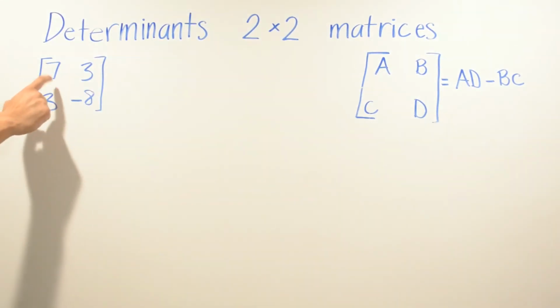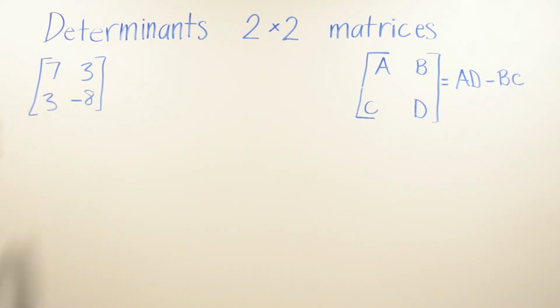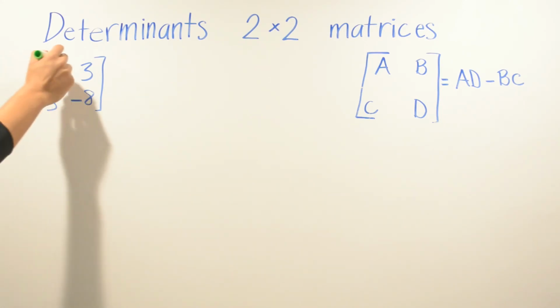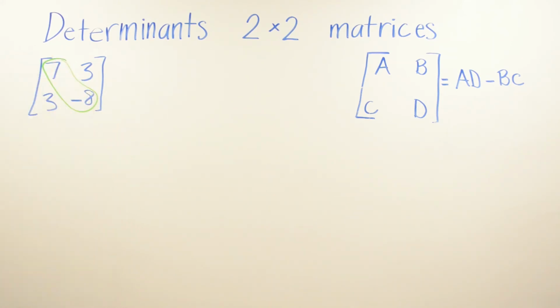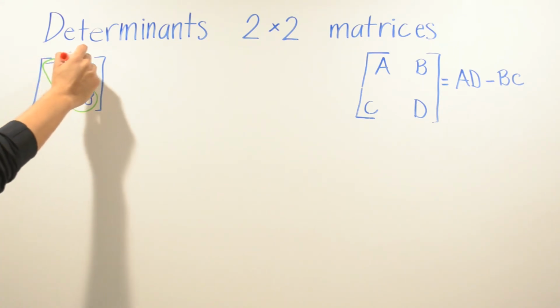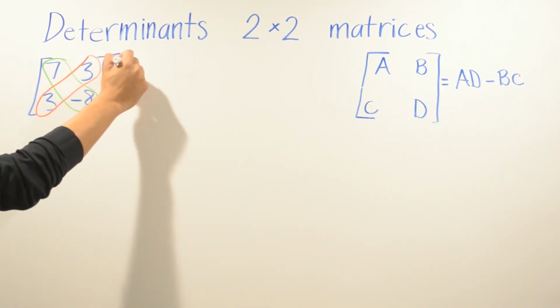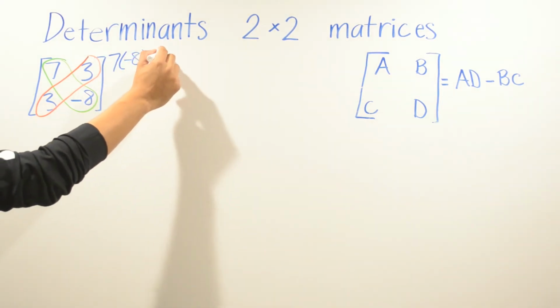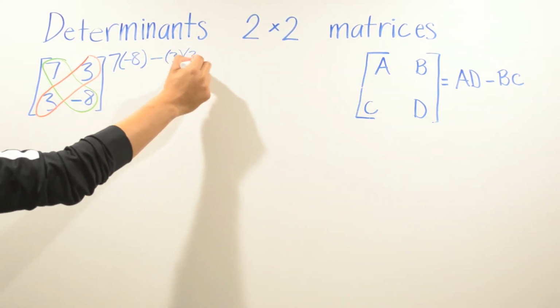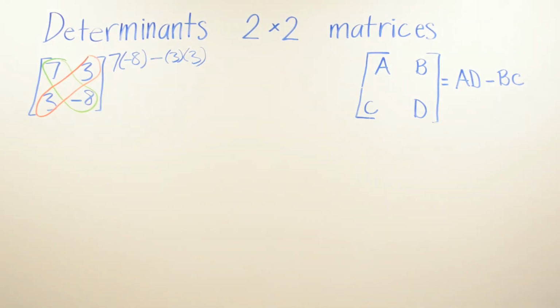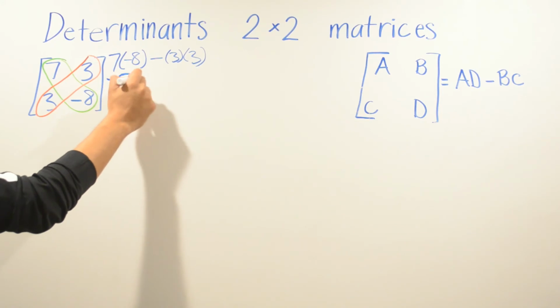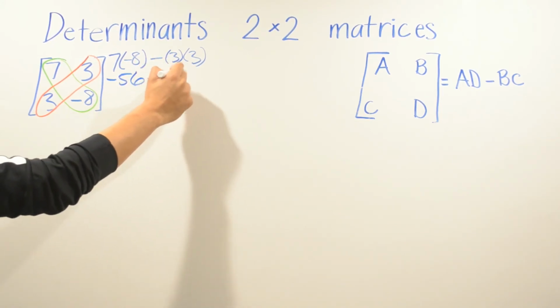In this example, we're using 7, 3, 3, and -8. We're going to look at the formula on the right hand side. We're multiplying A and D minus the multiplication of B and C. So we're going to cross multiply 7 and -8. And we're going to multiply 3 times 3. We're going to multiply 7 times -8 minus 3 times 3. So 7 times -8 is going to give us -56. And then 3 times 3 is going to give us 9.